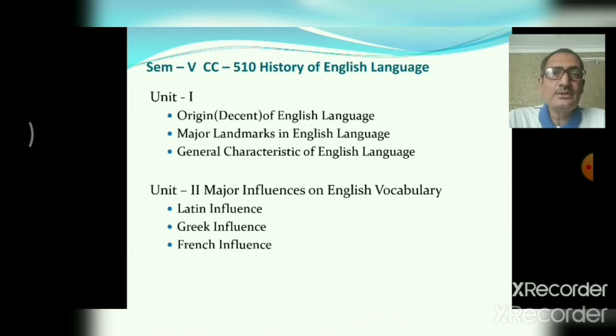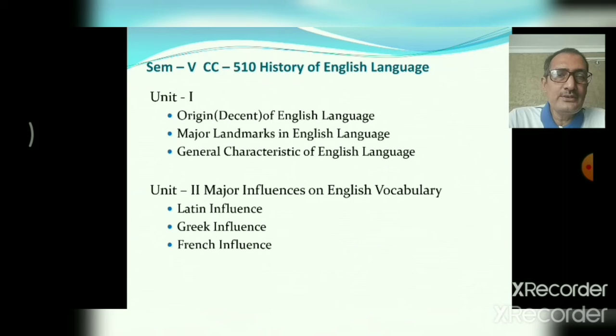Before we begin our teaching, I would like you to be introduced with this whole syllabus. You will have some idea about what you are going to study. So this paper CC 510 is named History of English Language. Like all other papers that you have studied up till now, this paper is also divided into 4 different units.